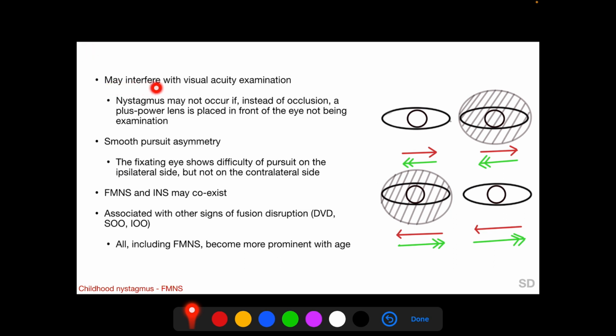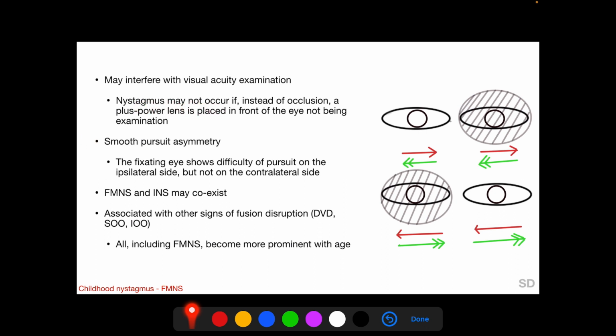FMNS may interfere with visual acuity examination because when we examine the visual acuity of an eye by occluding the other eye, nystagmus may occur or may increase in intensity of the unoccluded eye being examined. However, if instead of occlusion we use a plus power lens in front of the eye not being examined, nystagmus may not occur in the eye being examined.